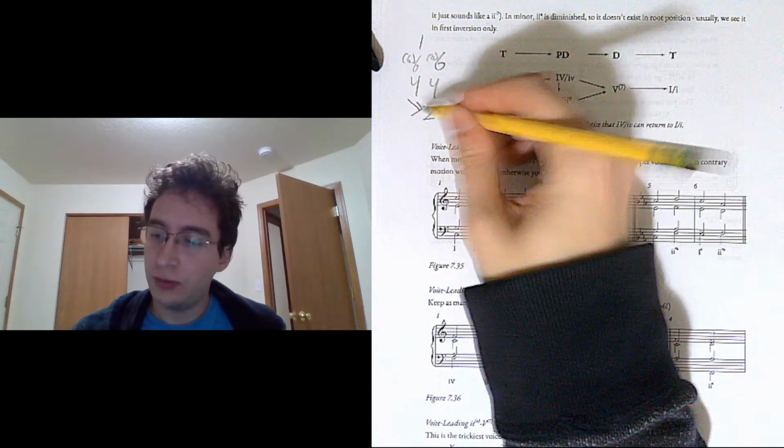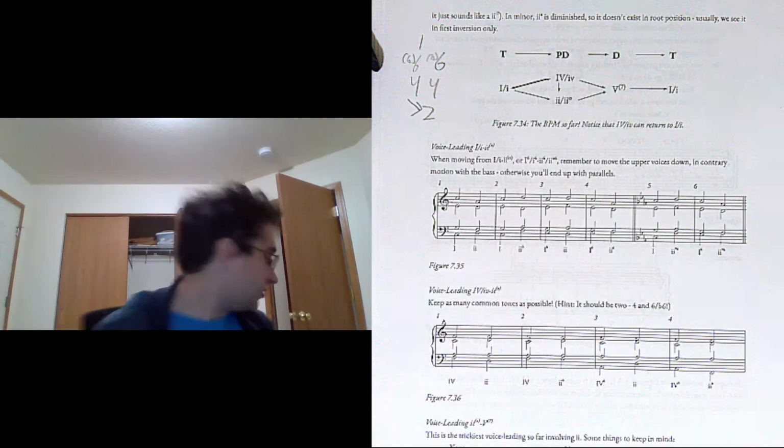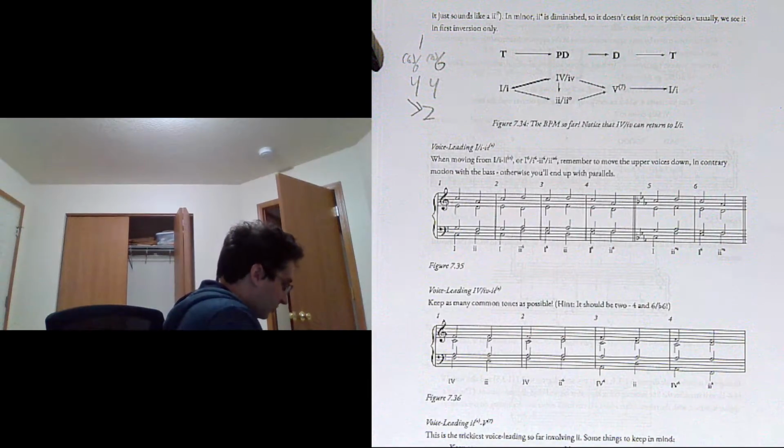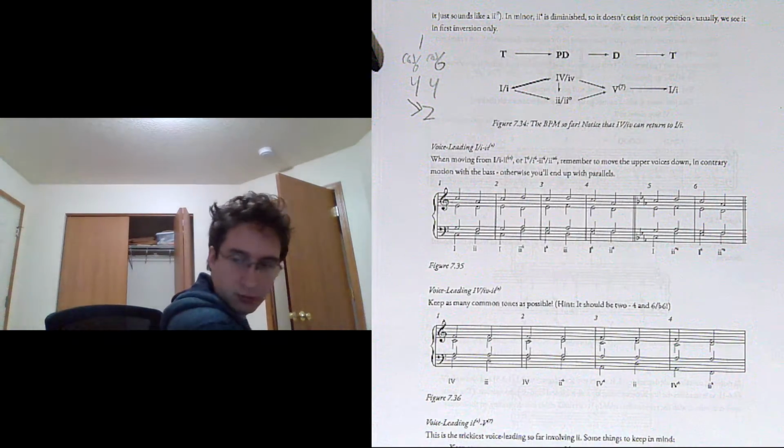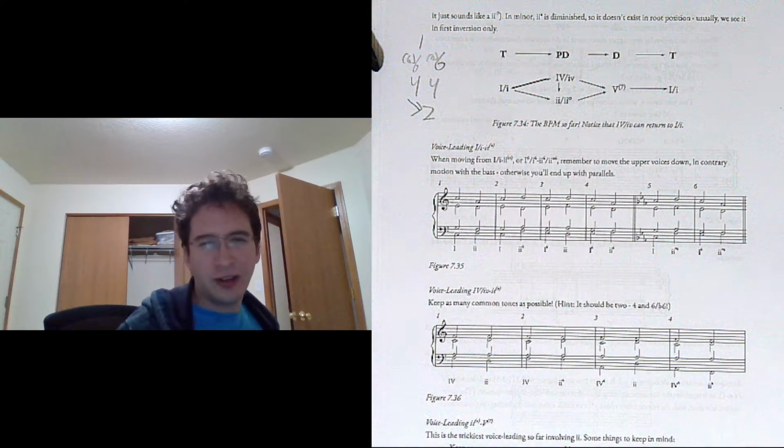4 can go to 2 because your root is moving down, so that's easy to tell there's a difference. Alright, let's do this in major. So there's your 4 chord, there's your 2 chord, clear root motion. It's harder to go from 2 to 4.